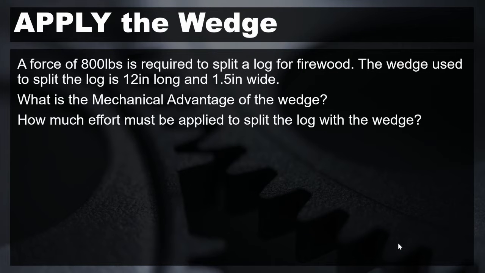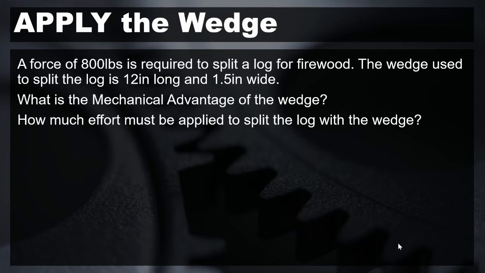We're going to apply this equation to solve this problem. A force of 800 pounds is required to split a log for firewood. The wedge is used to split the log, and it is 12 inches long and 1.5 inches wide. We need to calculate what the mechanical advantage of the wedge is, and how much effort must be applied to split the log with this wedge.